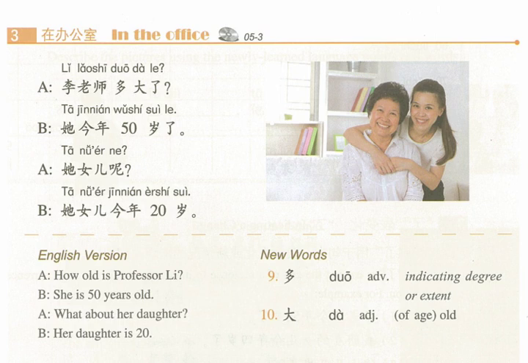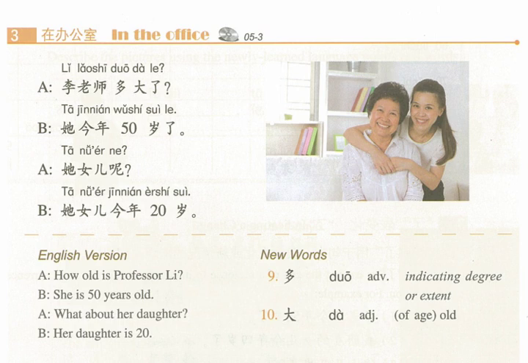Okay. Now let's break down the sentences. 李老师多大了？ 李, that's a family name, and I believe it's one of the top 10 popular family names in China. 老师, that's teacher. 李老师, that means teacher Li. 多大, that means how old.